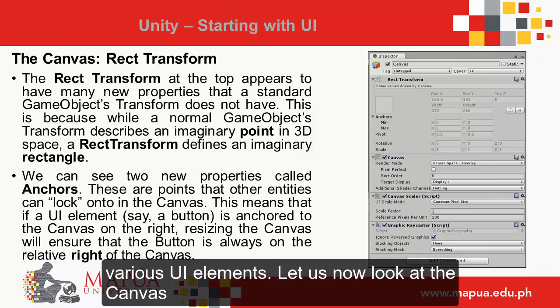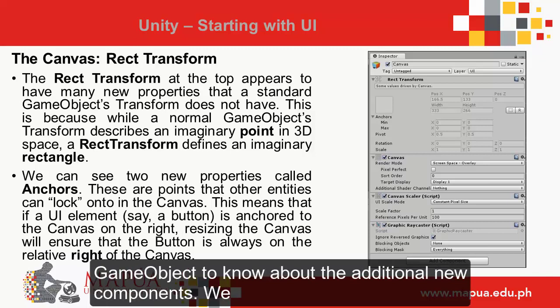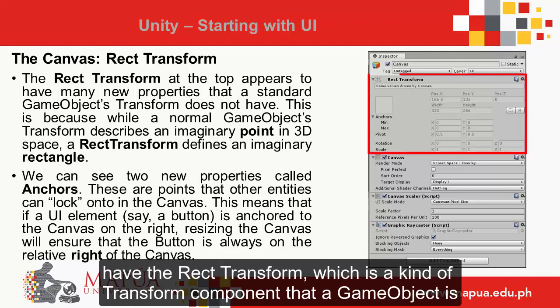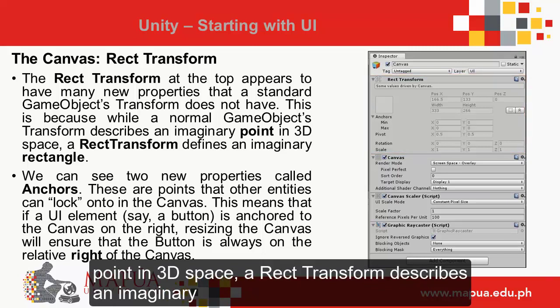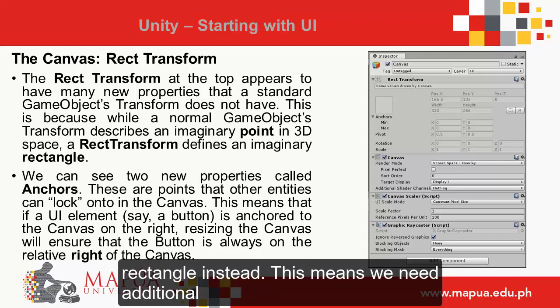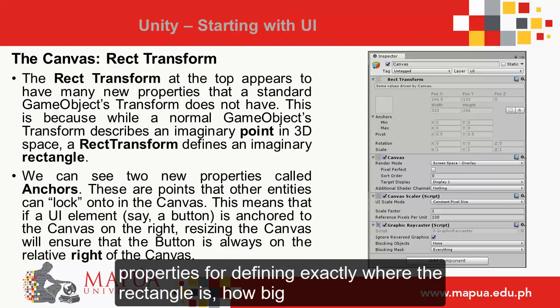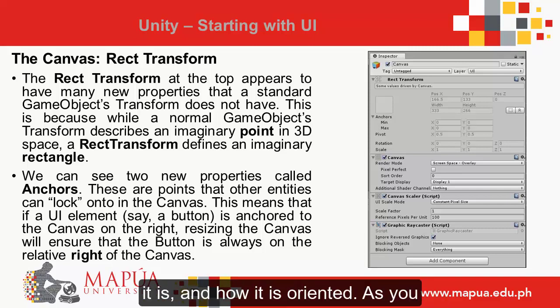Let us now look at the canvas game object to know about the additional new components. We have the Rect transform, which is a kind of transform component that a game object is required to have. Instead of describing an imaginary point in 3D space, a Rect transform describes an imaginary rectangle instead.